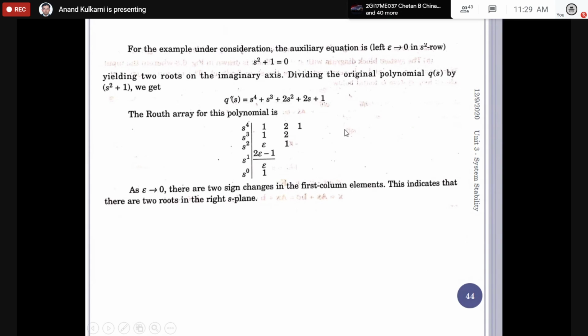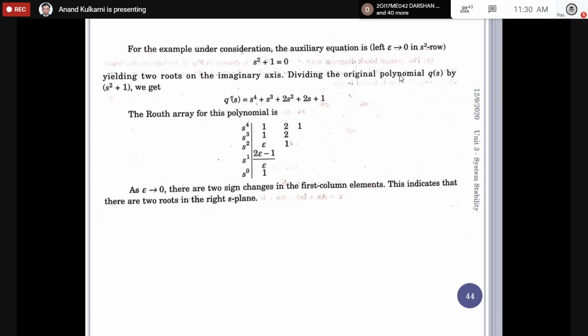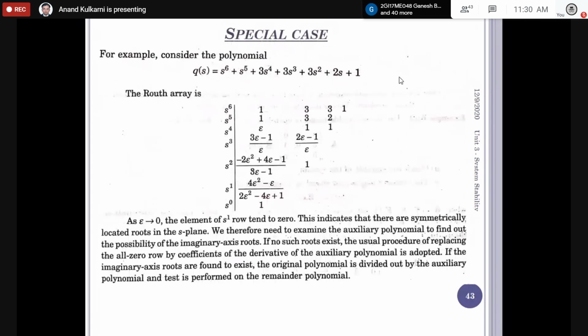So you can go on dividing like this. s square plus 1, you are dividing this. First you have to take s fourth. The divisor is s fourth. If you do s fourth, then s sixth plus s fourth will be there. s sixth plus s fourth, you subtract, the s sixth term will vanish, s fourth term out of 2, 1 will go, that means 2 s fourth will remain.